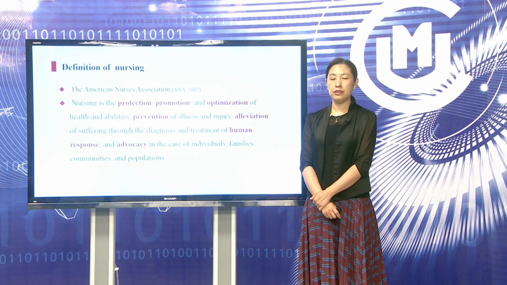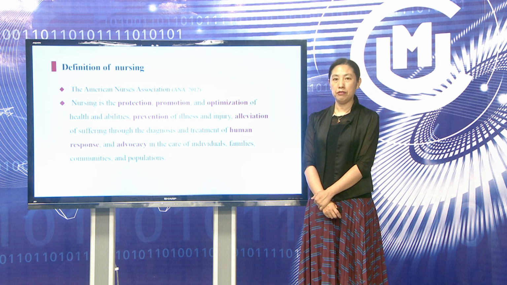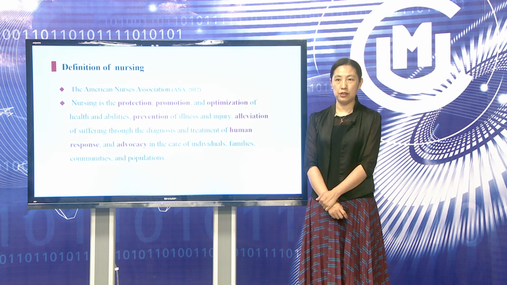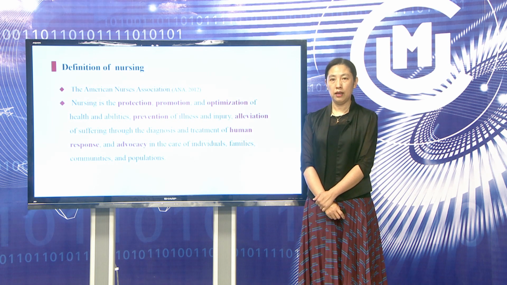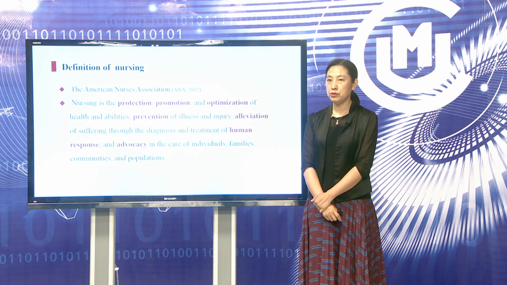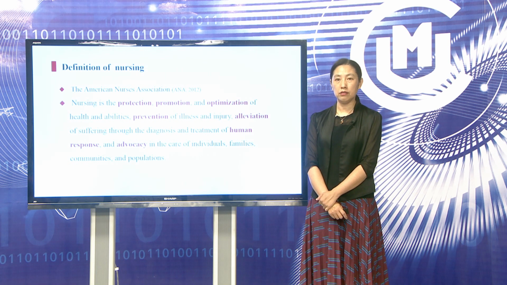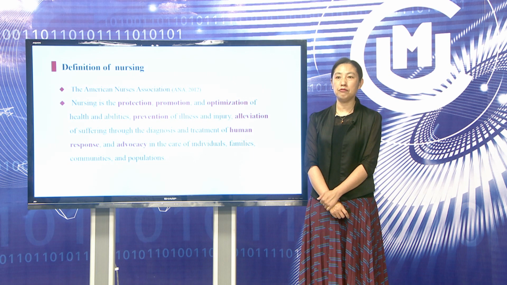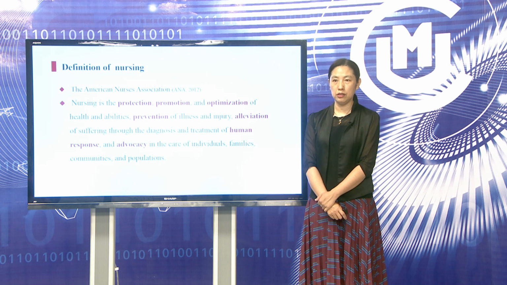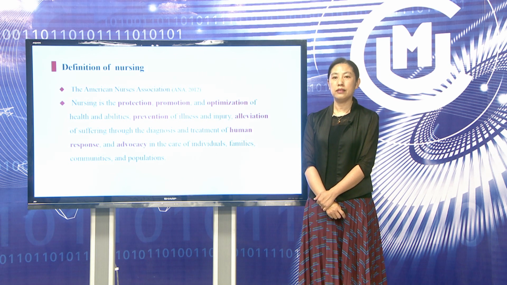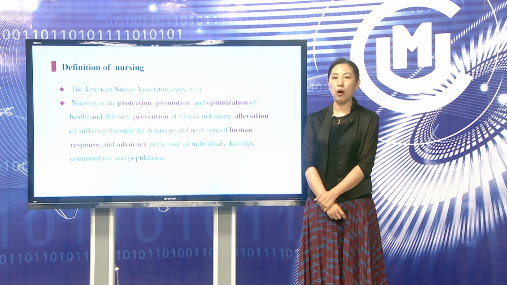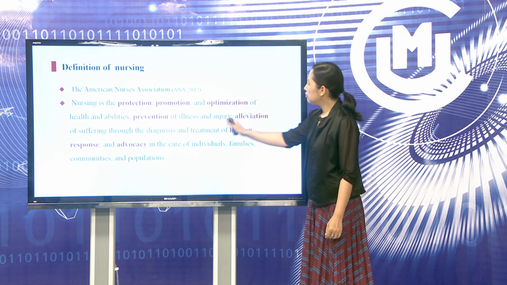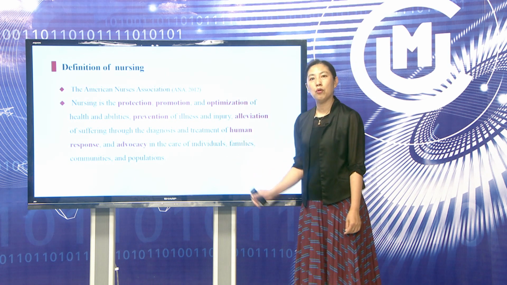When we talk about the definition of nursing, we will use the definition from the American Nurses Association, defined in 2012. Nursing is the protection, promotion, and optimization of health and abilities, and prevention of illness and injury, alleviation of suffering through the diagnosis and treatment of human response, and advocacy in the care of individuals, families, communities, and populations. From this definition, you will see the scope of nursing.